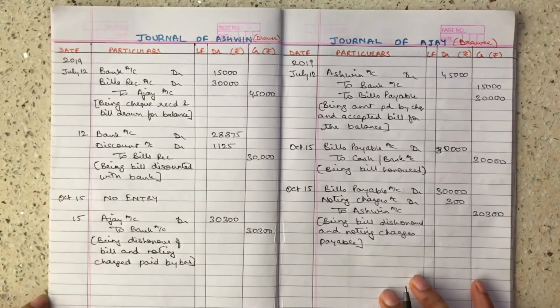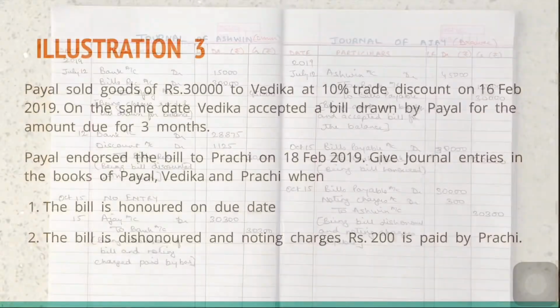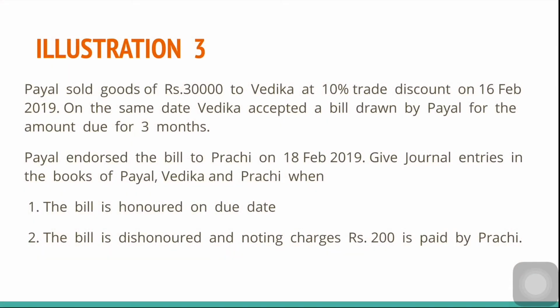Okay, so this is the journal of Ashwin and journal of Ajay. Payal sold goods of rupees 30,000 to Vedika at 10% trade discount on 16th Feb 2019. On the same date, Vedika accepted a bill drawn by Payal for the same amount, 30,000, for 3 months. Payal endorsed the bill to Prachi on 18th Feb 2019.